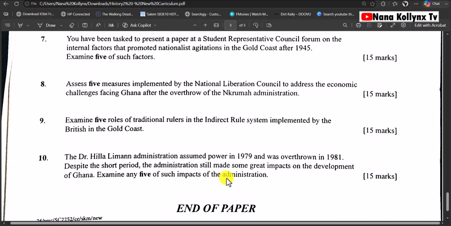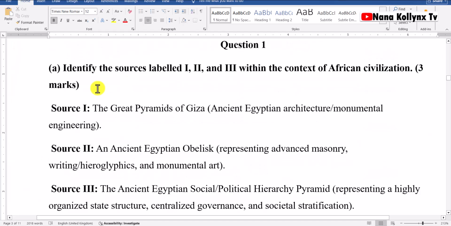Good. So these are the questions that you are supposed to answer 4 from. Let's take a look at the answers. Good. So these are the answers, all right?